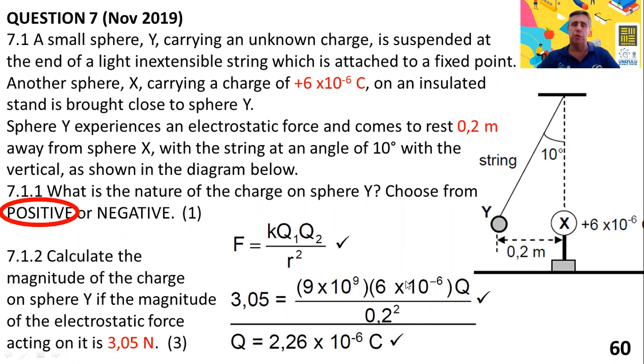Notice you've got a positive exponent and a negative exponent. Very easy to get confused. So put these numbers in carefully, do the calculation, and solving for Q, we get Q equals 2,26 microcoulombs, times 10 to the minus 6 coulombs. And you can see where 1, 2, 3 marks are allocated there. Nothing too difficult so far.